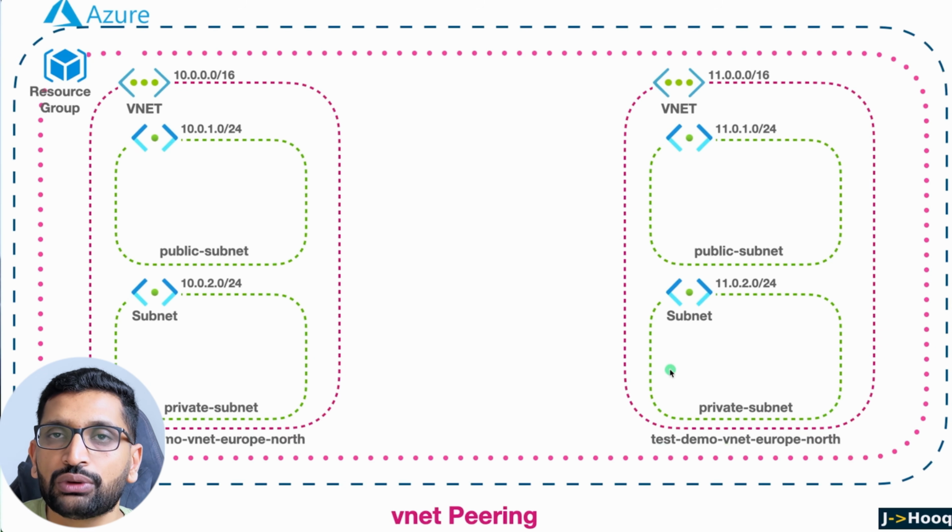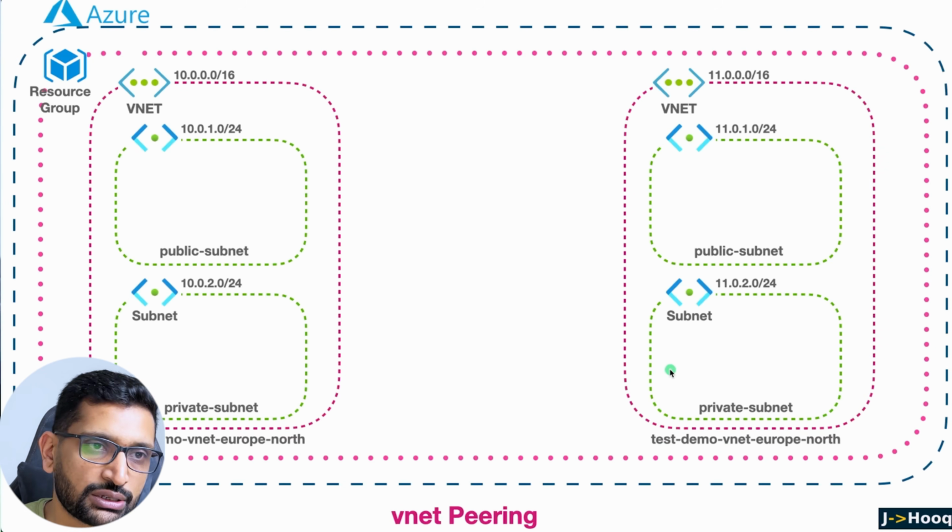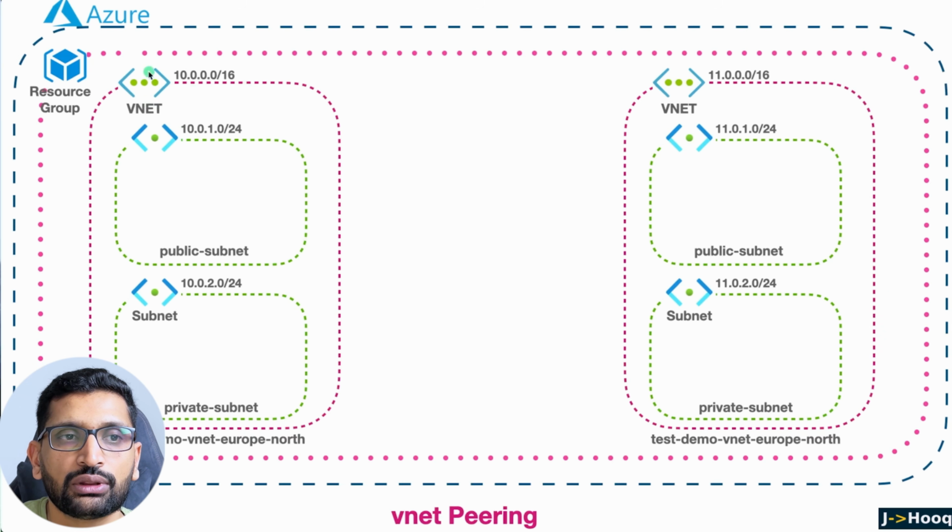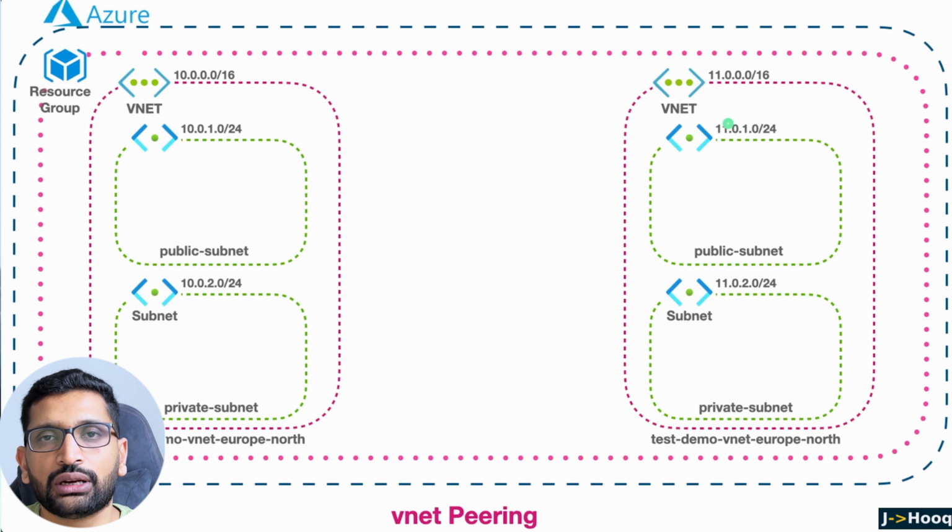So these are the two VNets with separate IP ranges. For the dev demo VNet, we are going to start with 10.0.0.0, and for the test demo VNet we are going to start with the IP range 11.0.0.0. These are the two different IP ranges we are going to assign to these VNets. Once we create them, we are going to look at how we can create a peering between these two VNets so that their resources can communicate with each other.